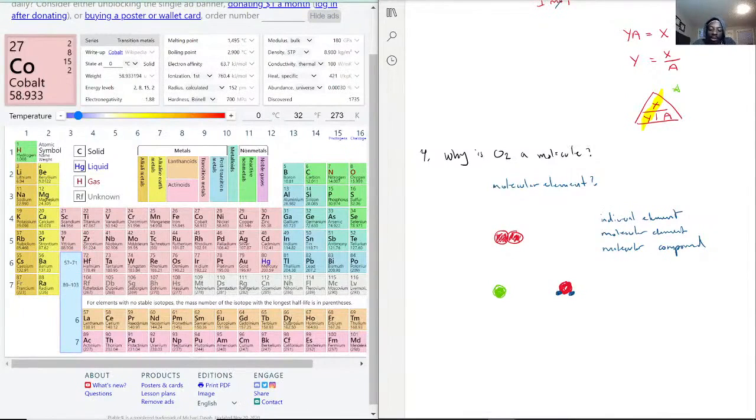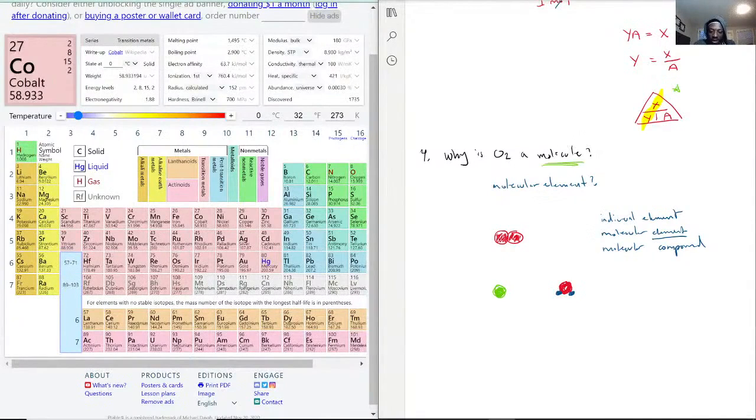Now the last one we're addressing is molecular elements because, as you can guess, it is still made up of multiple things. But it's multiple of the same, hence why it still has the name element in it. Now, to tie back to the question of why O2 is a molecule: although it is the same element bonded together with itself, as soon as you have more than one atom, it becomes a molecule. That is just the definition of molecules.